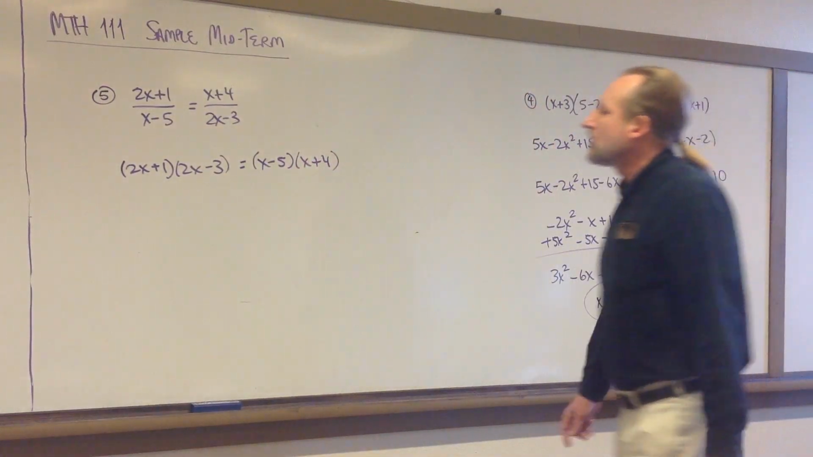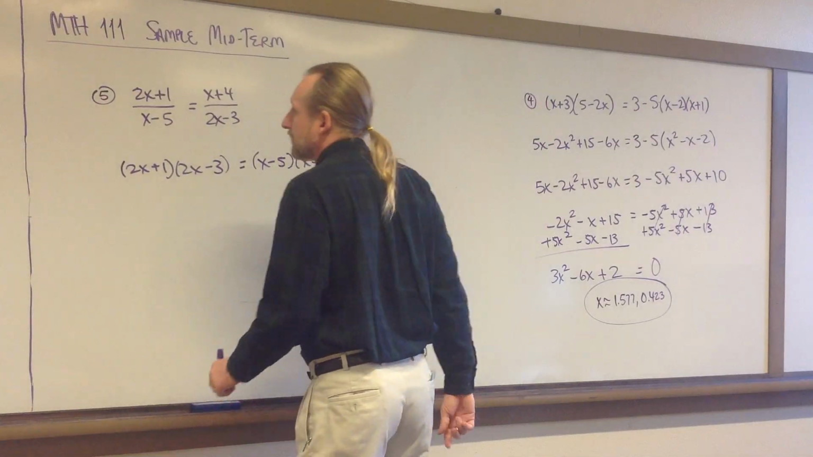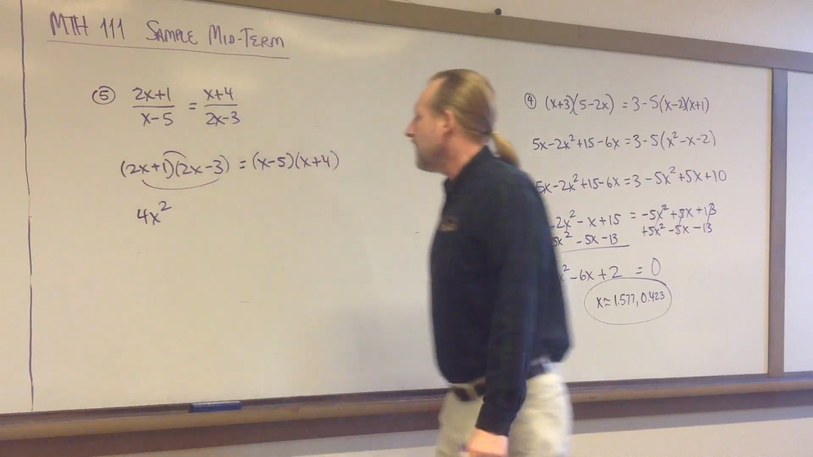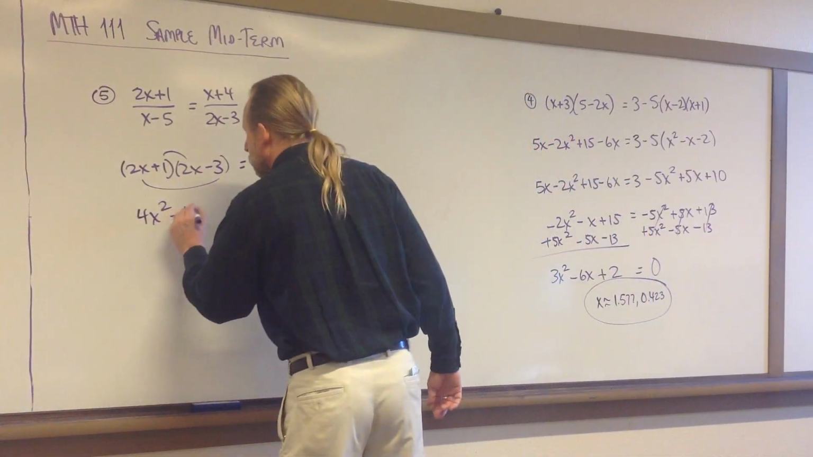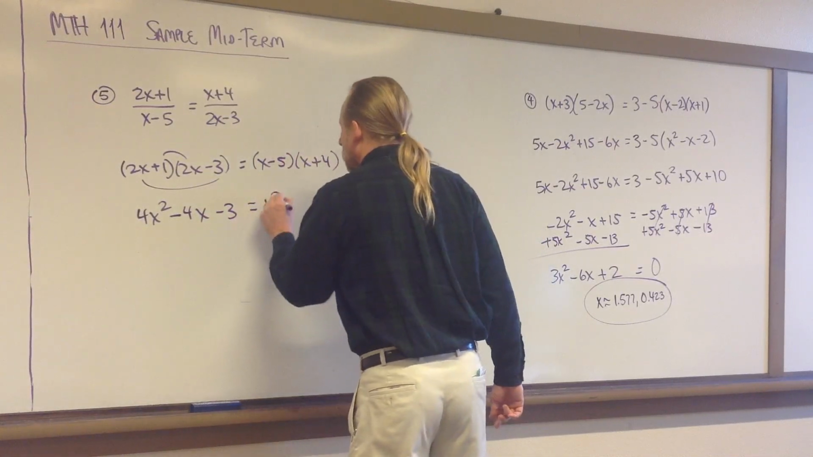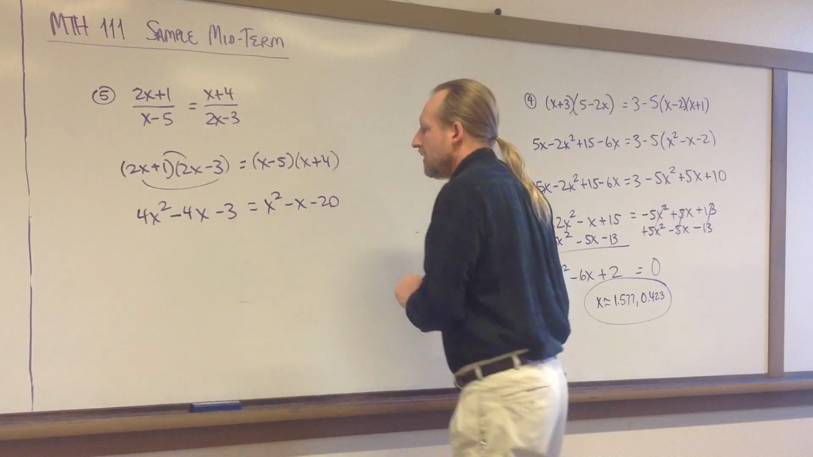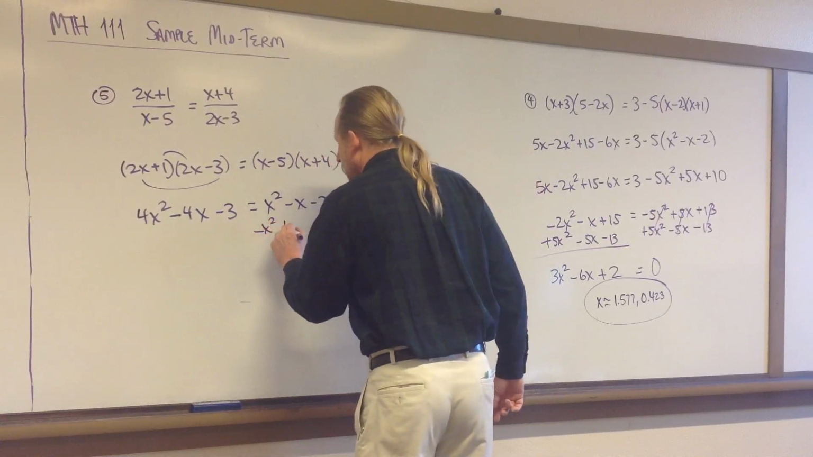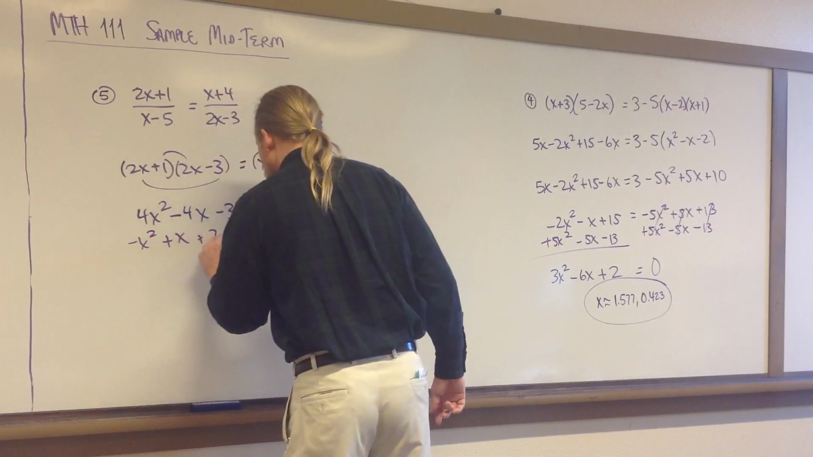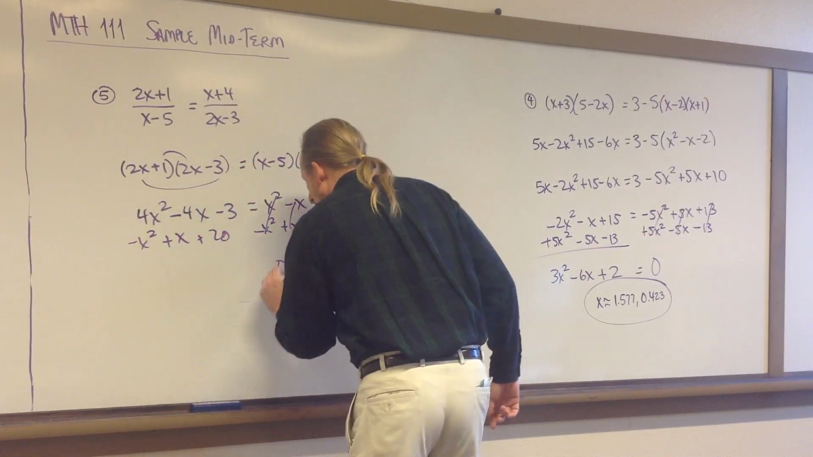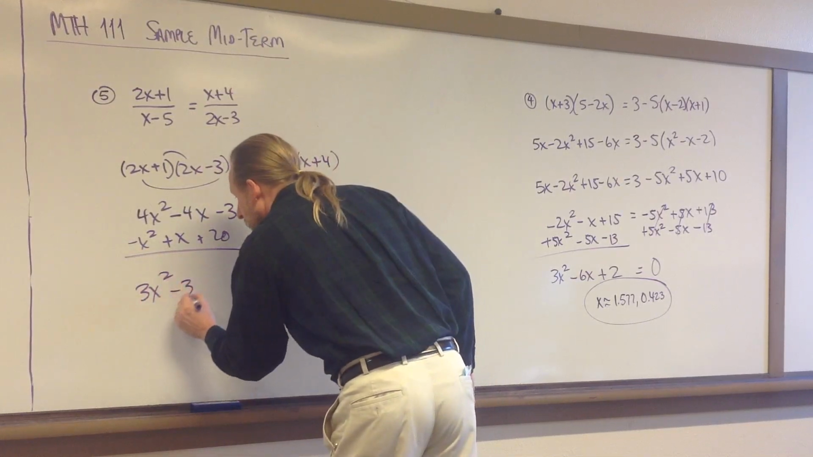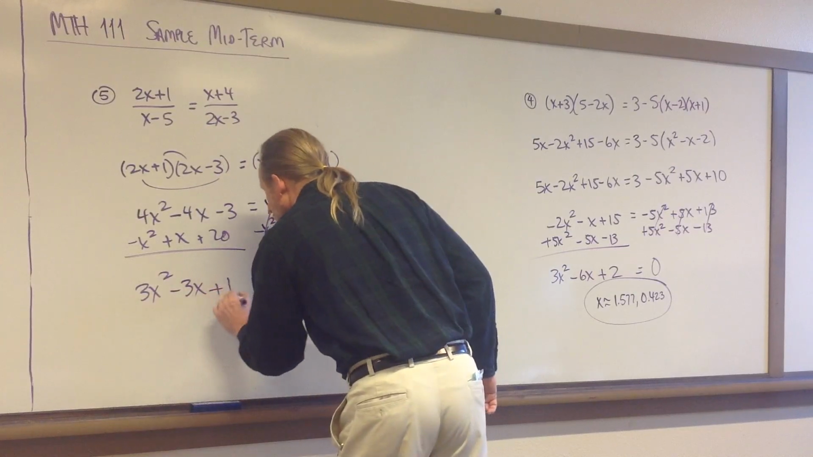All right, so now we're in a similar situation that we were in problem 4. This will be 4x squared. Let's see, minus 6x plus 2x, so that's minus 4x minus 3. Over here, x squared minus x minus 20. And so let's move everything to the other side. Minus x squared plus x plus 20. And so 3x squared, what is this going to be? Minus 3x plus 17.